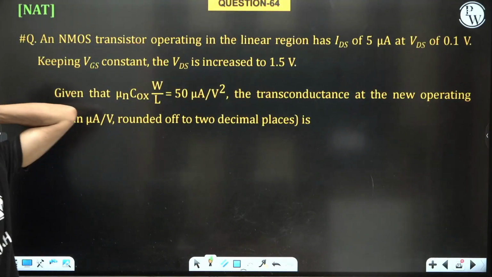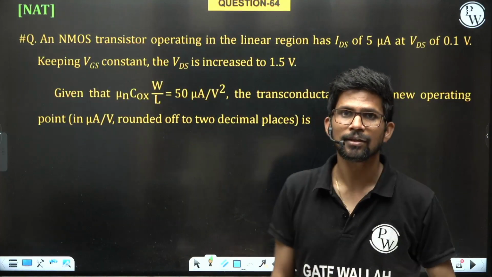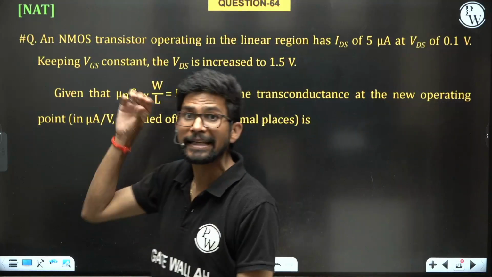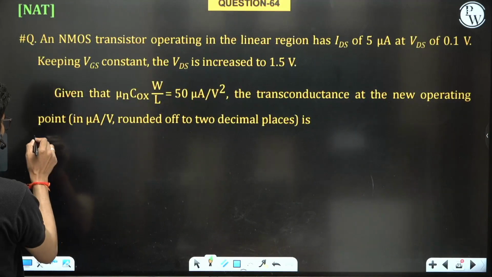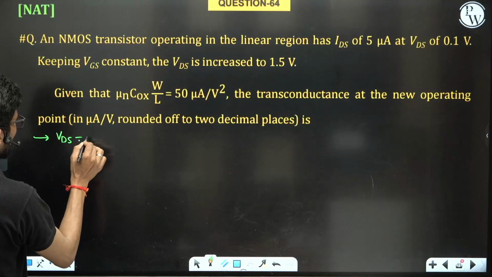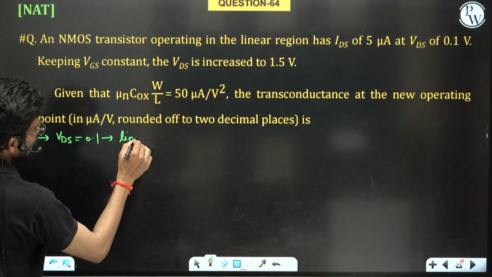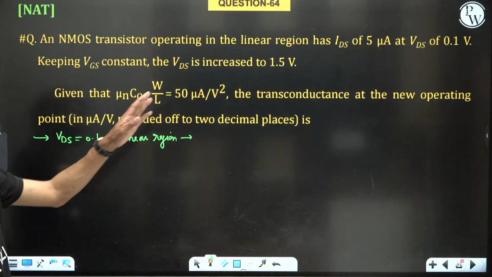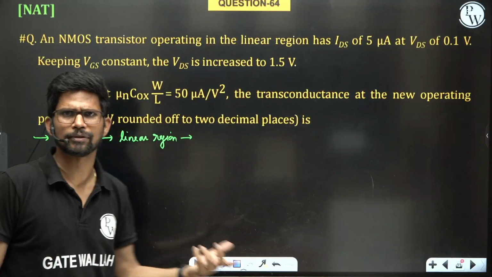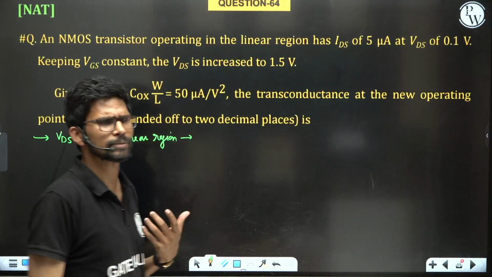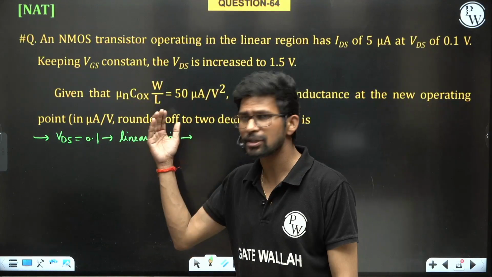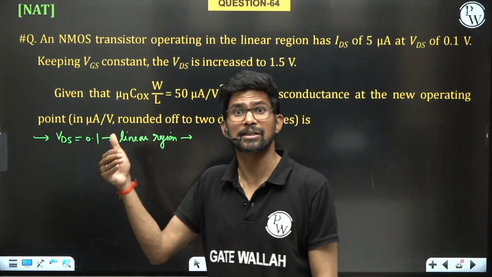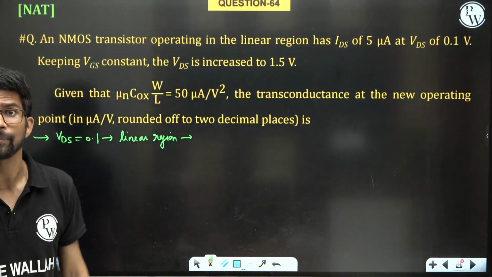So with the first information, they have clearly given that the MOSFET is operating in linear region with VDS equal to 0.1 volt. Definitely your VGS minus VTH will be greater than this VDS value. When VDS is less than VGS minus VTH, or we can say VGS minus VTH is greater than VDS, then your MOSFET operates in linear region.